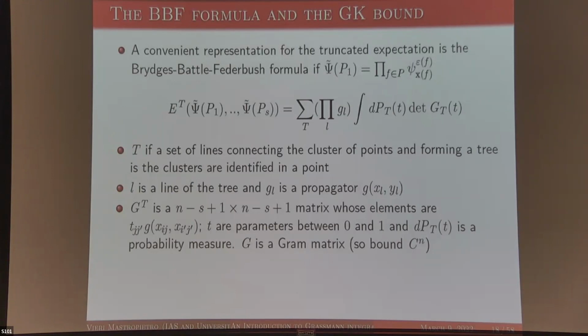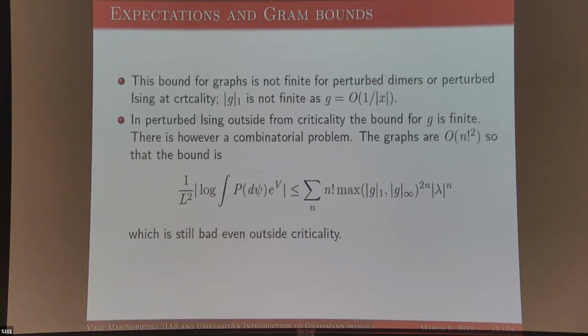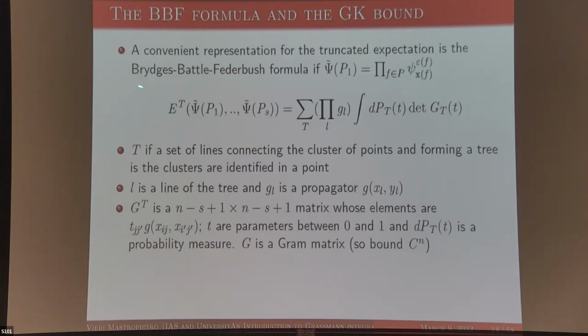So for instance, this is a possible tree. But then all these fields are not contracted. So this is the real power of this formula. In this way, you can bound the determinant. So this is a set of lines connecting the cluster, which is not exactly a tree because these points have different coordinates. So it becomes a tree if this circle becomes a point.